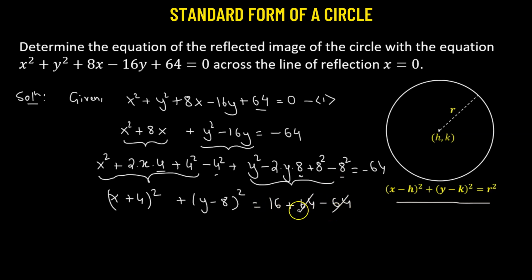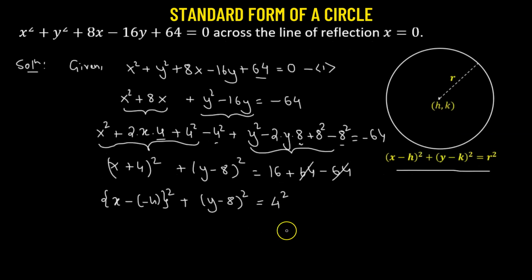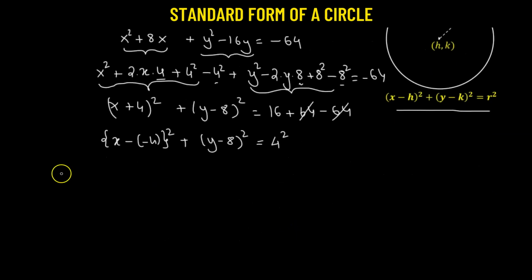So 64 and 64 cancel out. And then we can write x plus 4 as x minus negative 4 whole squared plus y minus 8 whole squared equals 16. So 16 can also be expressed as a perfect square, 4 squared. We have done this because we now compare it with the standard form of the circle.